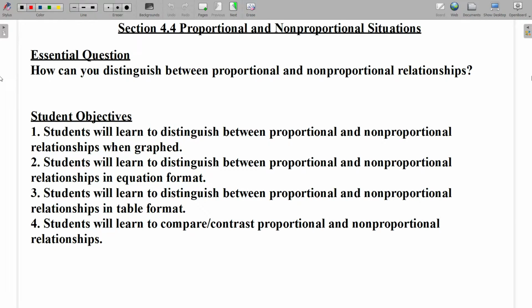In section 4.4, we're going to be looking at proportional and non-proportional situations. The essential question of this section is, how can you distinguish between proportional and non-proportional relationships? Your objectives in this section will be to learn to distinguish between proportional and non-proportional relationships when graphed, in equation format, in table format, and then to learn to compare or contrast proportional and non-proportional relationships.